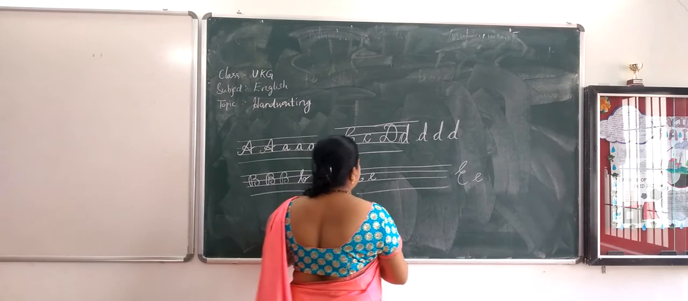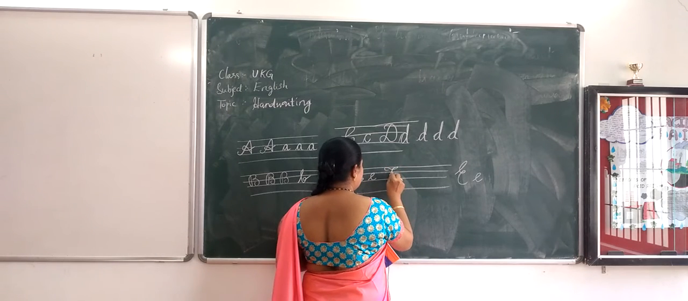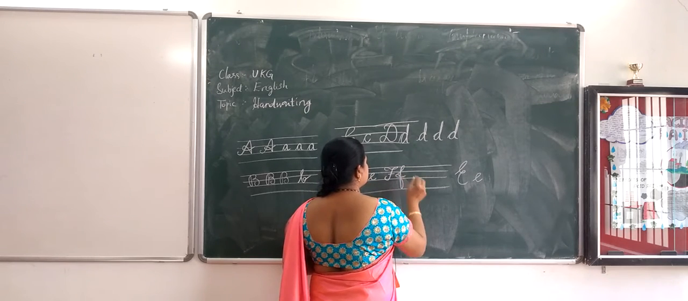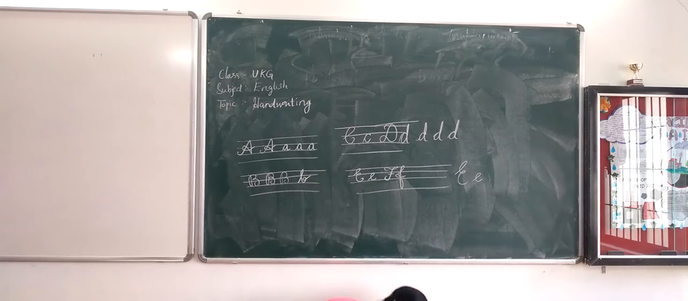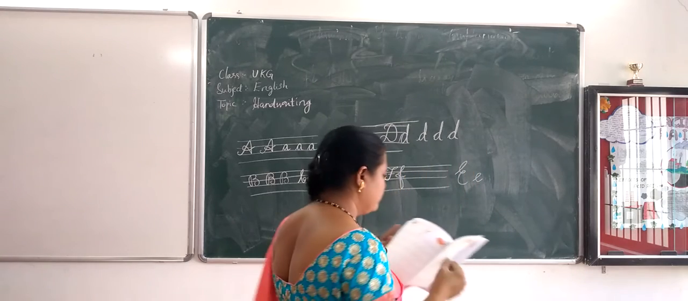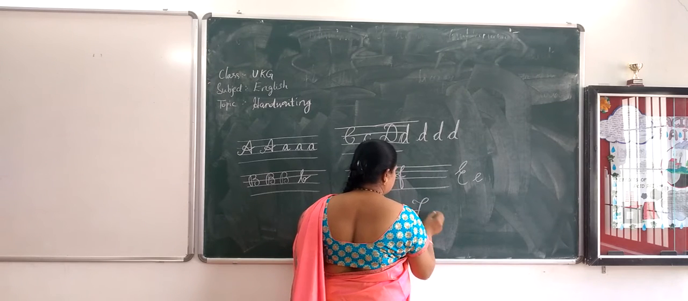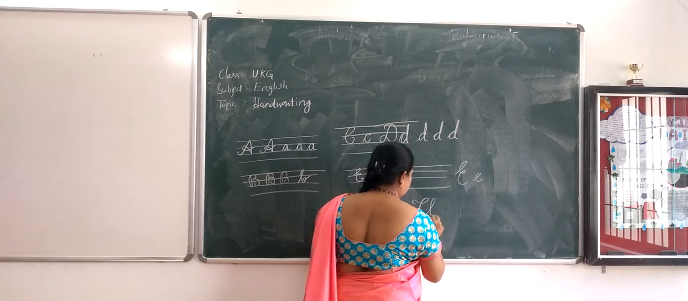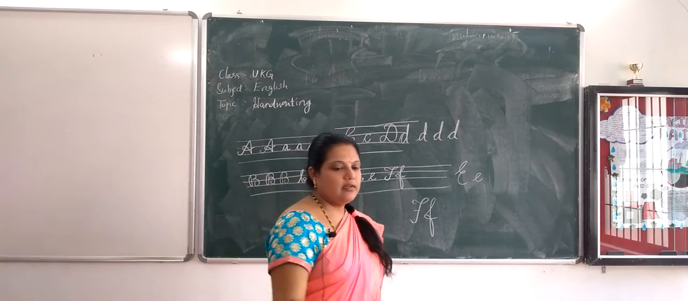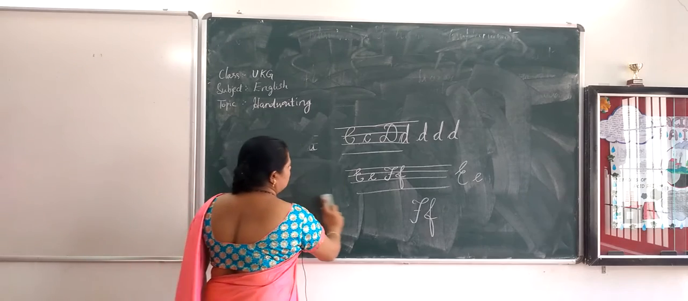What is the next alphabet? Which is the next letter? Yes, F. How do you write that? See, capital F, small f. Can you practice that? Okay. See, while writing F, this is capital F, small f. Small f, the tail should touch the fourth line. Okay? Yes. So, this is A, B, C, D, E.